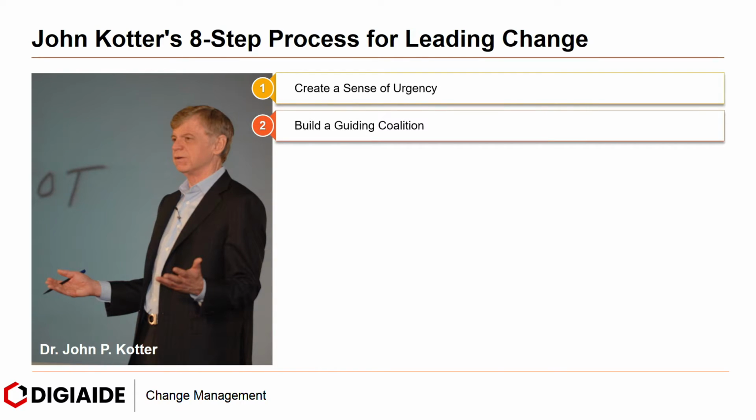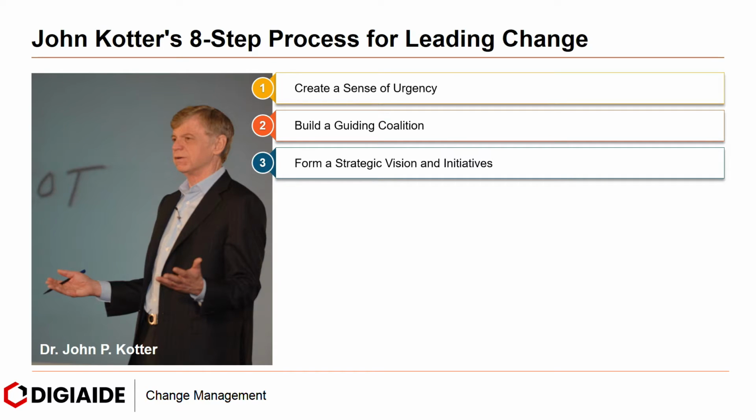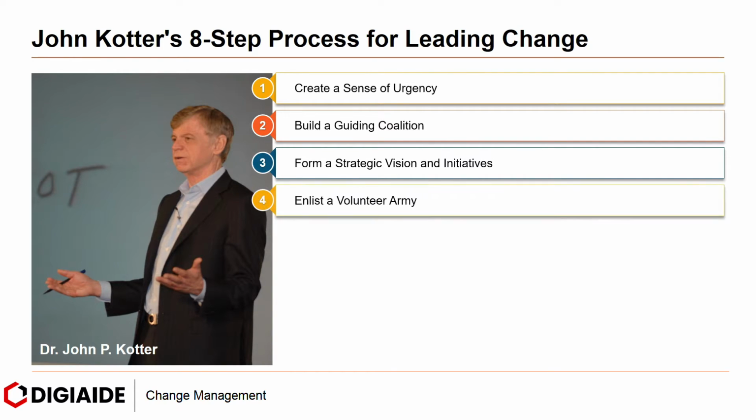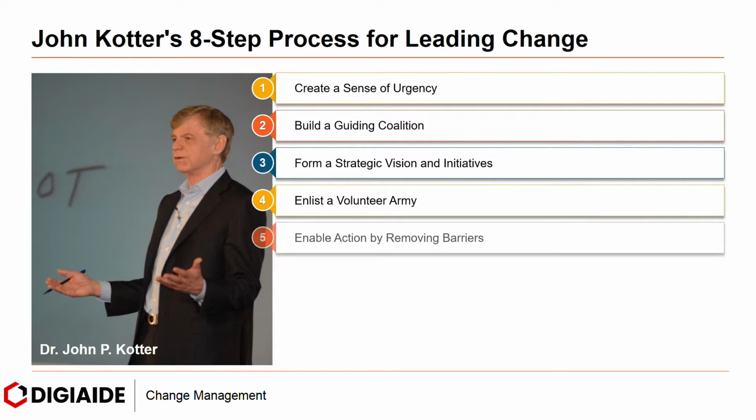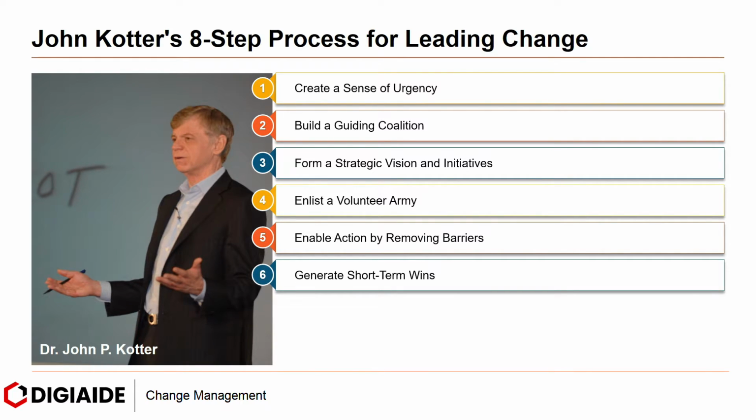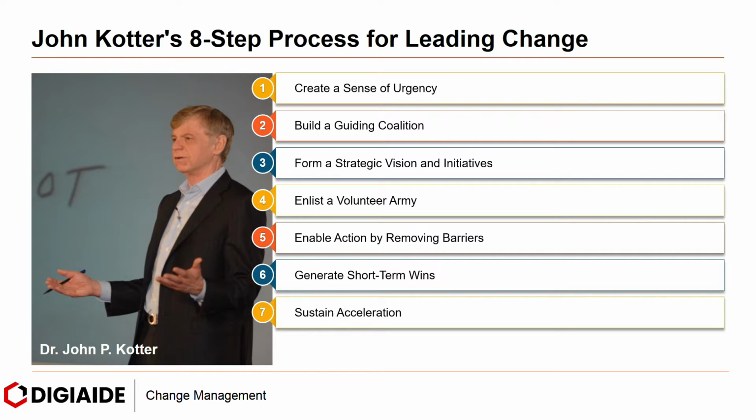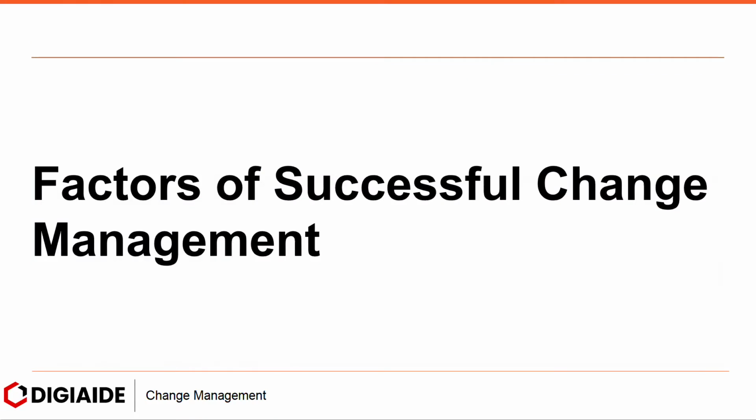Second, build a guiding coalition. Third, form a strategic vision and initiatives. Fourth, enlist a volunteer army. Fifth, enable action by removing barriers. Sixth, generate short-term wins. Next, sustain acceleration. And finally, institute change.